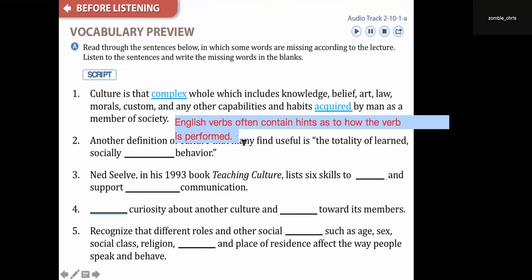When we say acquired here, this means that someone is learning by themselves or someone is collecting something and it's taking a long time to complete the collection of a certain something. So collecting habits, collecting capabilities, collecting skills. When we use the word acquired, this actually gives us the impression that it's a slow process that happens over many years. In the same way that develop gives the impression that something happens slowly over a long period of time.